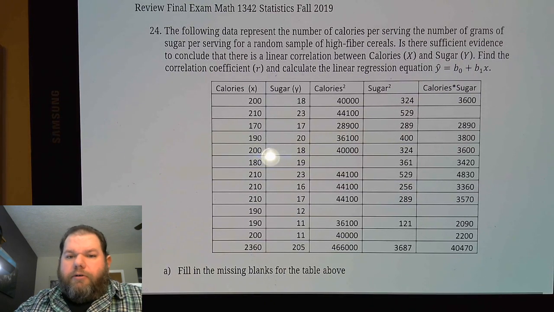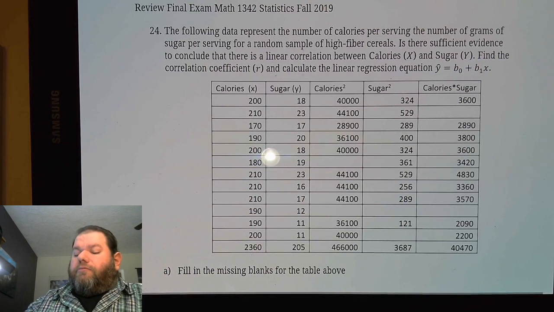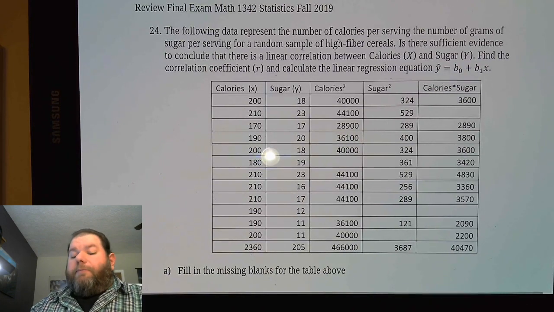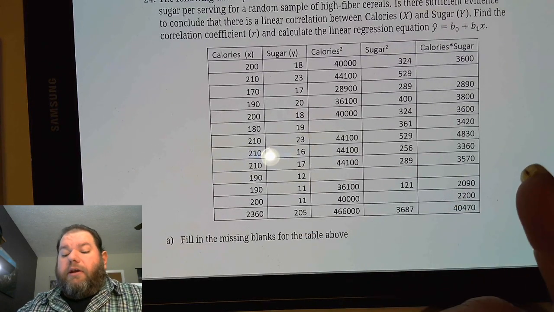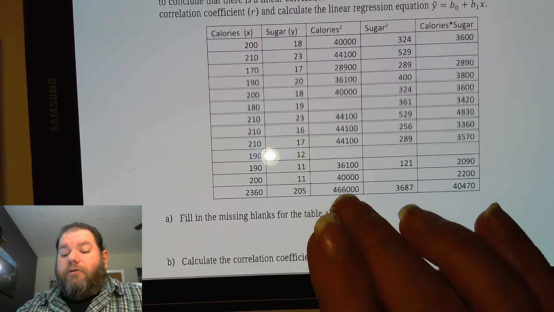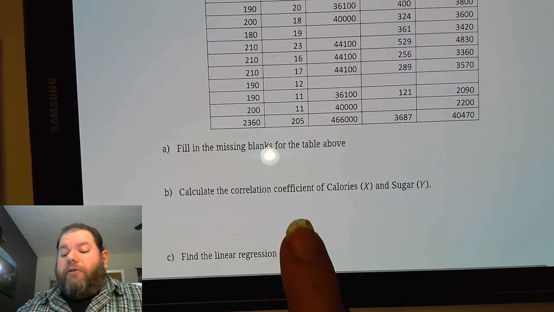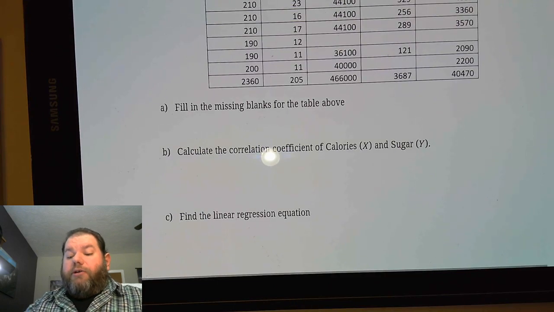I think that part of the question is a little bit silly, but it just makes sure we can read the table correctly, I guess, which is not bad. Anyway, so that's part A, is just fill in those missing blanks. Now, we don't even need to fill in those blanks to answer the rest of the questions, though. So we want to calculate the correlation coefficient and find the linear regression equation.